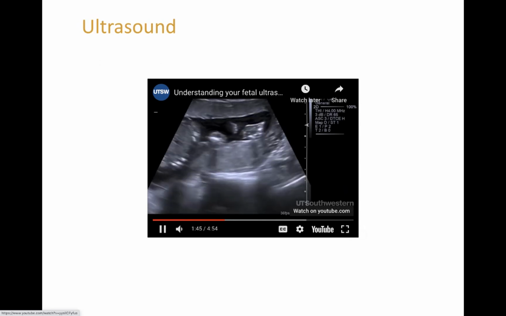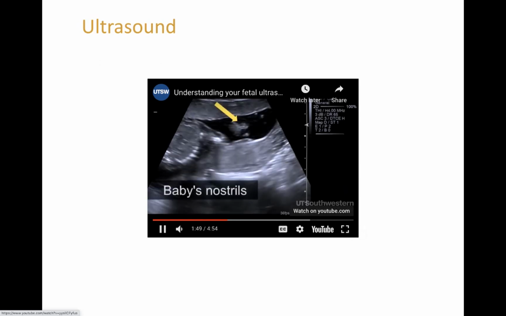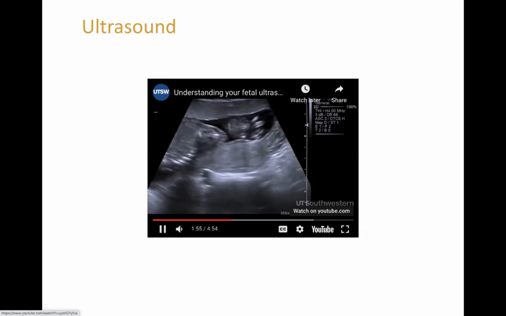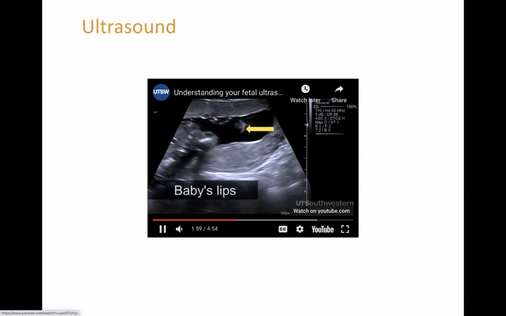We also want to look at the lips and nose, which are behind the baby's hands. You can see the nostrils appear black because they fill with amniotic fluid. If there's a gap in the lip, a cleft lip, it also fills with fluid and will appear black, so you don't see the nice gray outline of the upper lip.